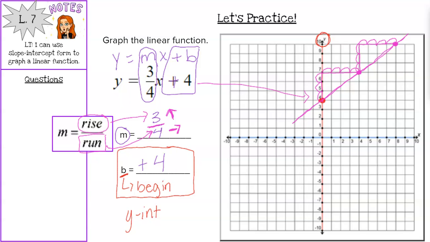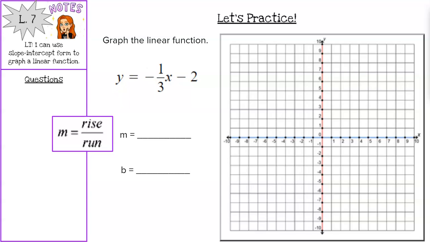Let's try another one. We have graphed the linear function y equals negative 1/3 x minus 2. Again, first step, write that y equals mx plus b above, so we can identify our m, which is negative 1/3. And then plus b, well, in this case it's minus b, so it's going to be negative 2. Please take that sign with the number.